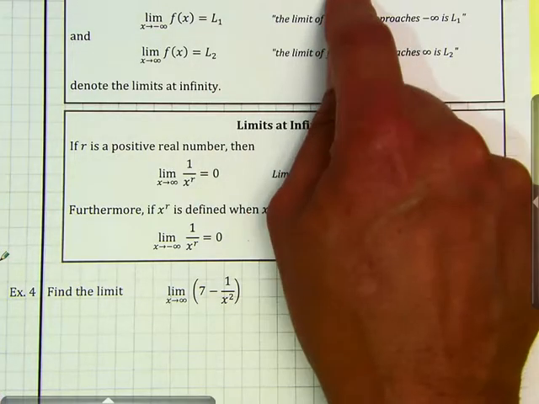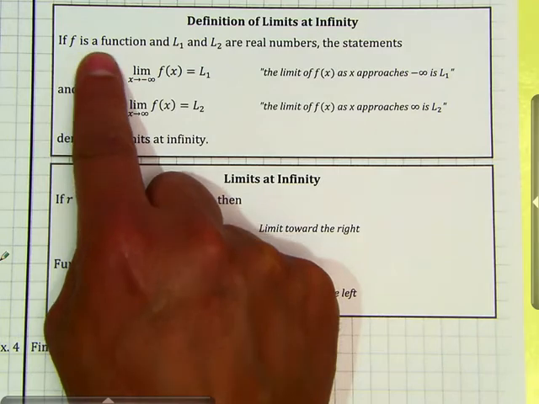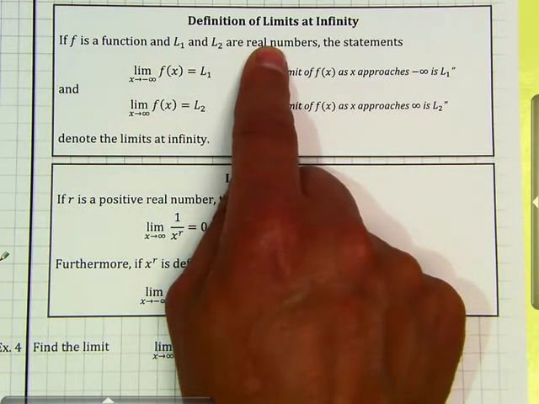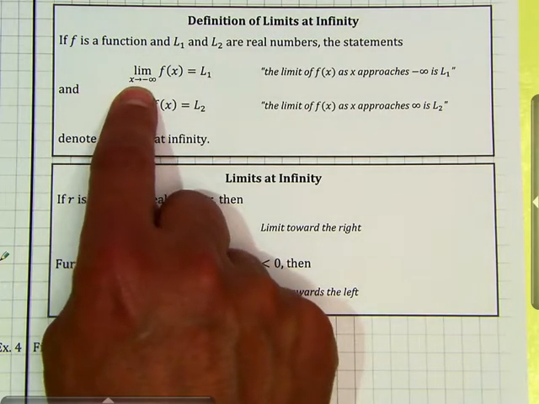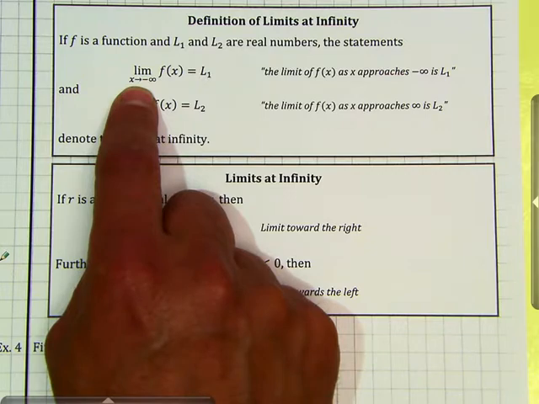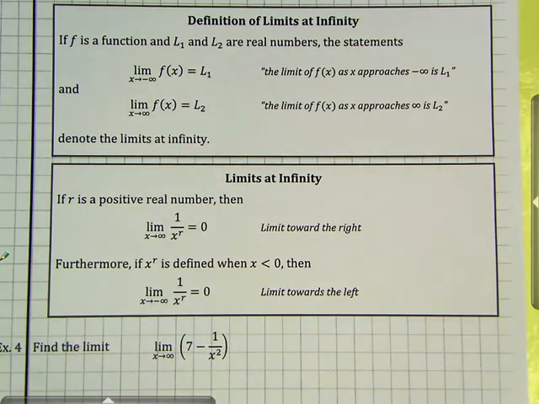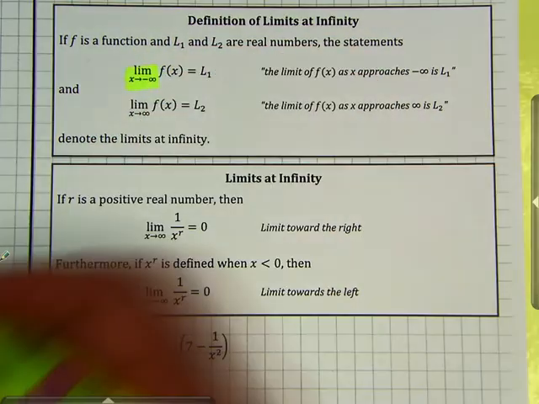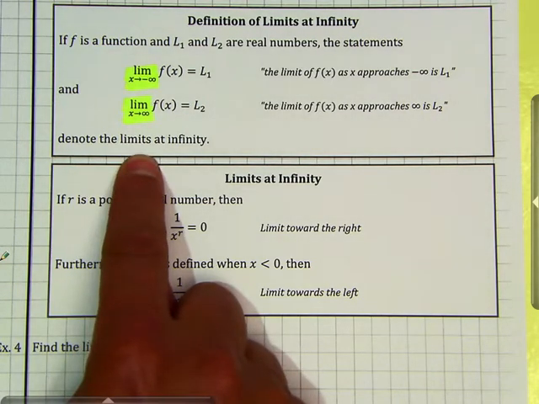Definition of limits at infinity. If f of x is a function and L1 and L2 are real numbers, then the following statements are true. The limit as x approaches negative infinity is going to be a number. So this basically tells you that we can find the limit as x approaches negative infinity or positive infinity. And that says the notes on limits at infinity.